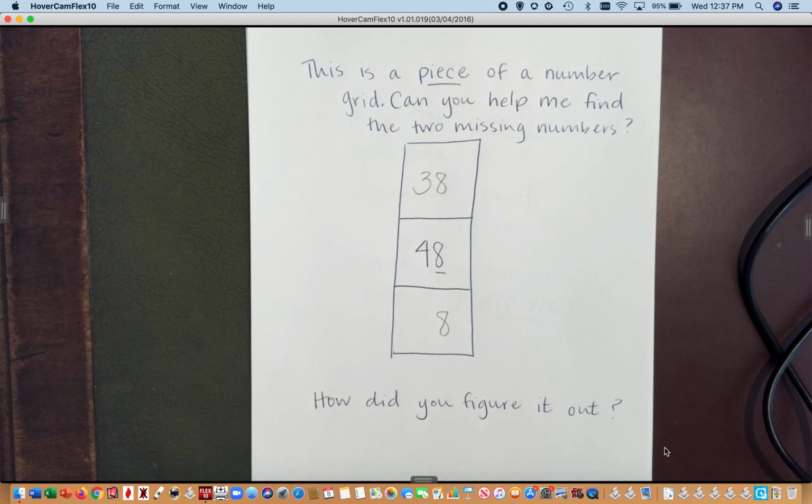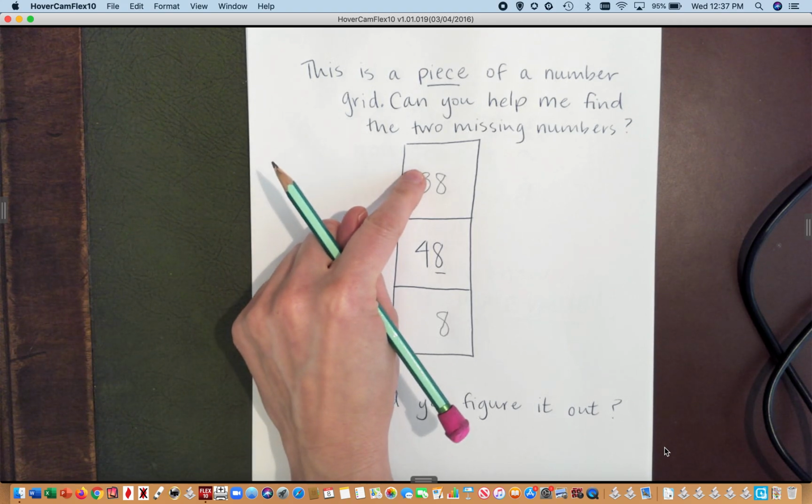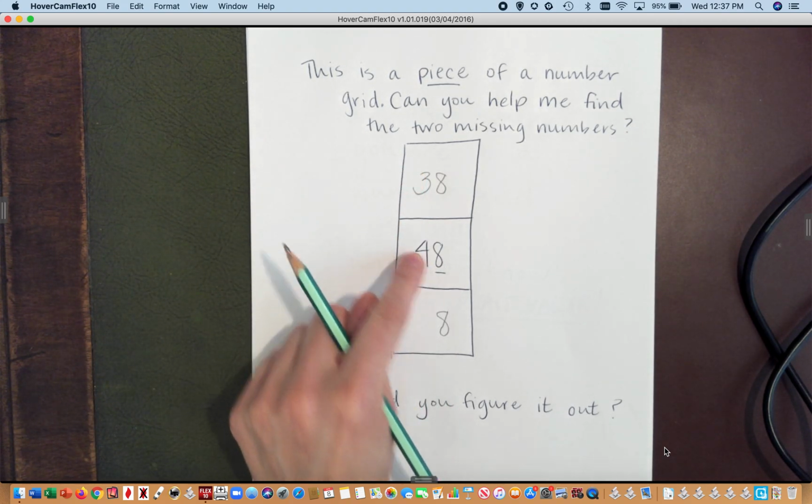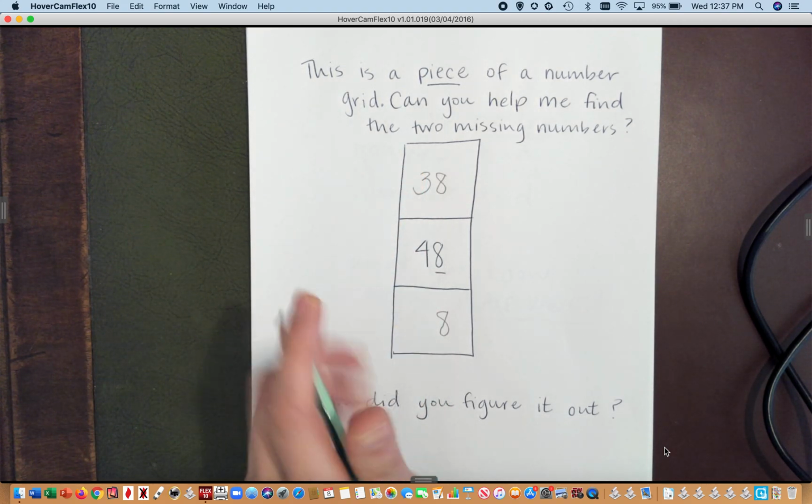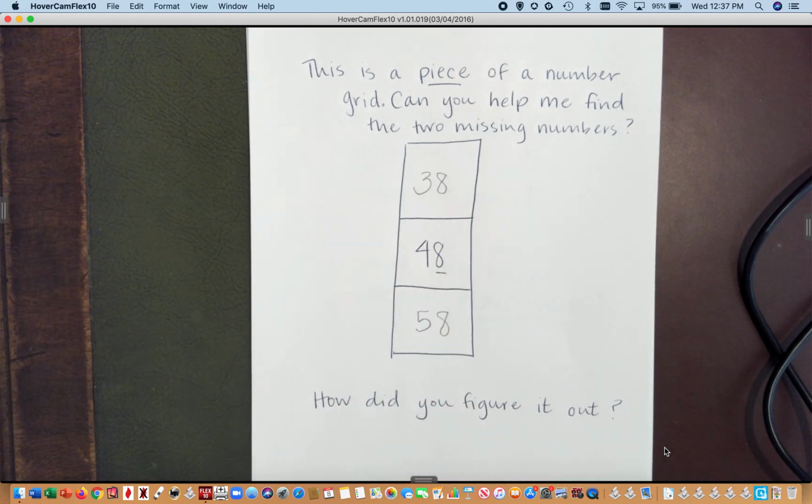And now I'm noticing that I can also count by tens to help me. So 38, 48, that would tell me that the answer down here is 58. So you can check your answers, see if you got the same thing as I did, and you can also explain your thinking to someone nearby because that's going to really help you with these puzzles today.